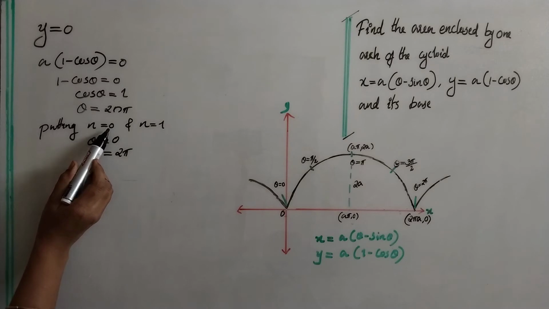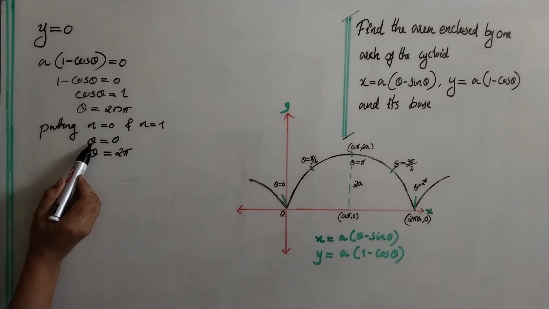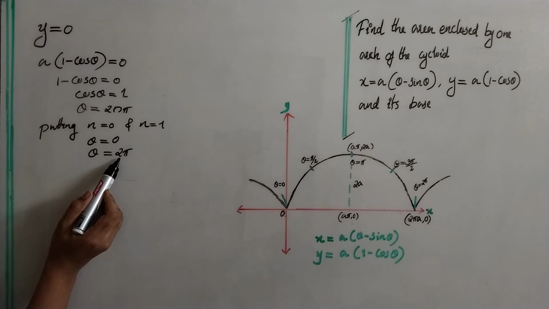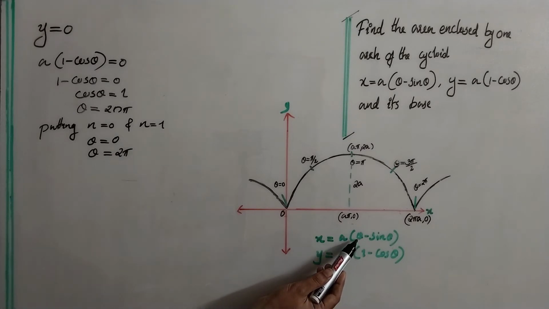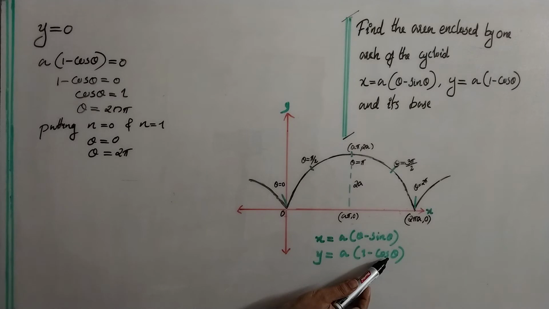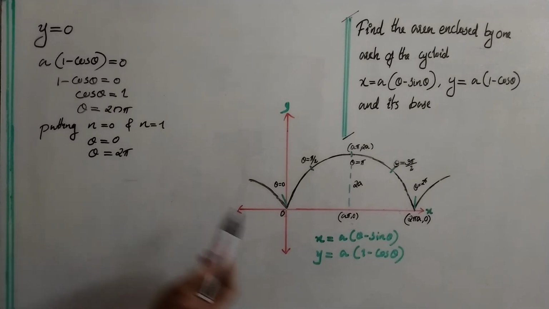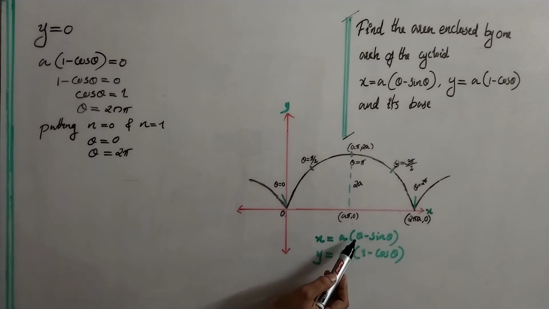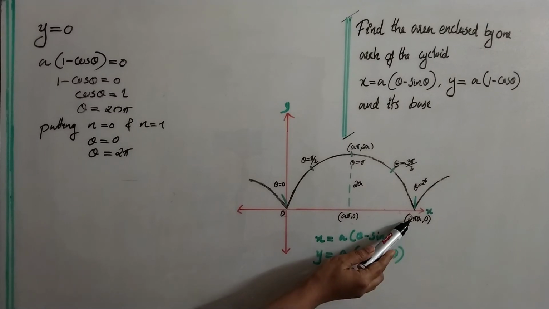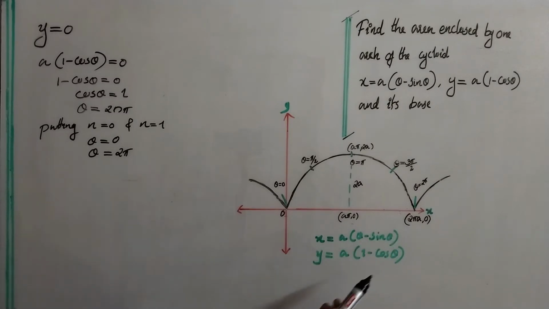When putting n equal to 0 and n equal to 1, we get the value of theta as theta equal to 0 and theta equal to 2 pi. When theta equal to 0, sin 0 is 0, so the value of x is 0. Also when theta equal to 0, cos 0 is 1, that is a into 1 minus 1 is 0. So 0 0. And when theta equal to 2 pi, sin 2 pi is 0. So we get the value of x is 2 pi a, and when theta equal to 2 pi, we get the value of y as 0.